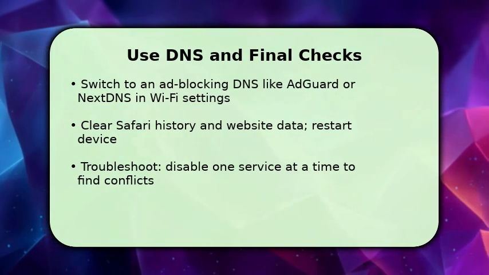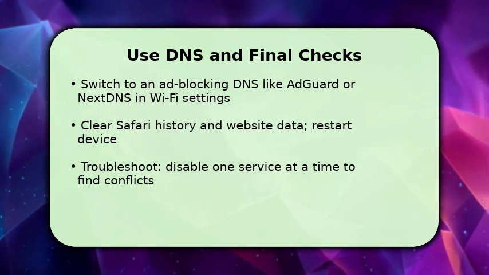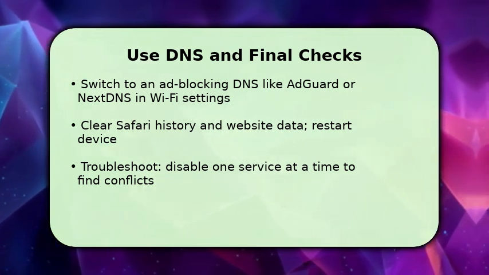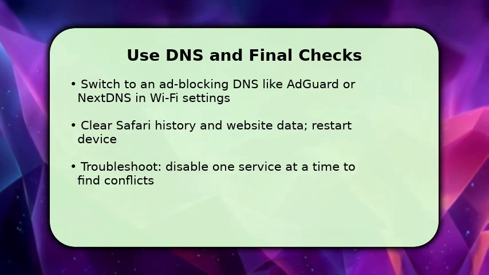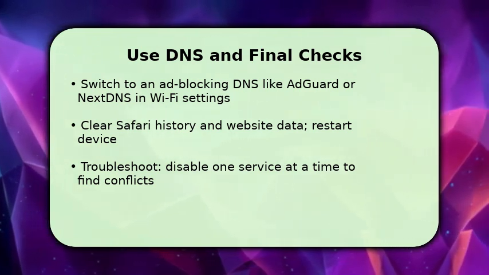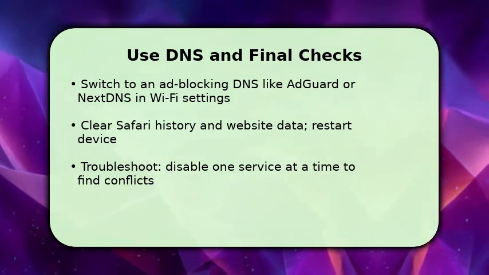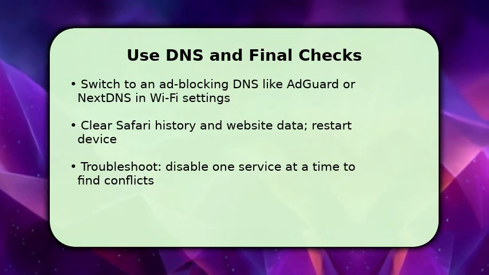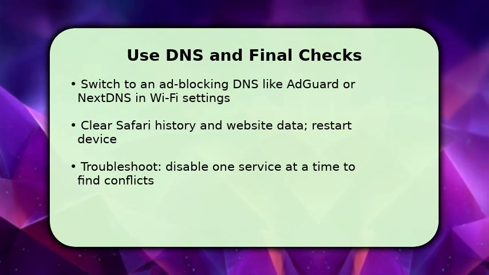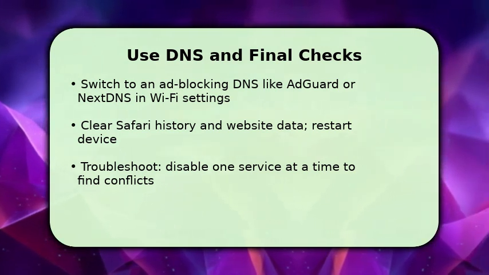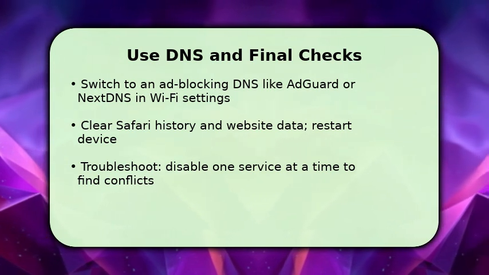Finally, you implement network-level blocking and verify results. In Wi-Fi settings, tap the network, choose Configure DNS, and add an ad-blocking DNS provider to filter ads before they reach the phone. Then clear Safari history and website data and restart your iPhone to apply changes. If something breaks, disable one blocker or DNS at a time to identify conflicts. Make sure to test a few sites after each change. This process stops most ads while keeping troubleshooting simple and systematic.